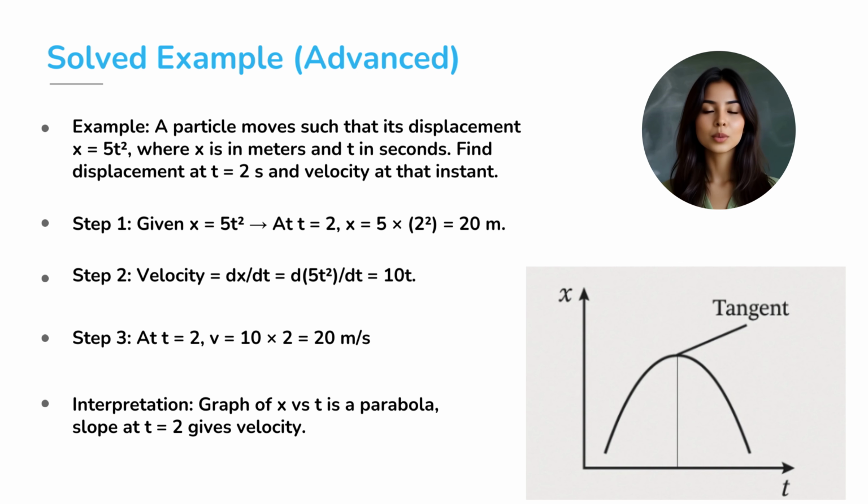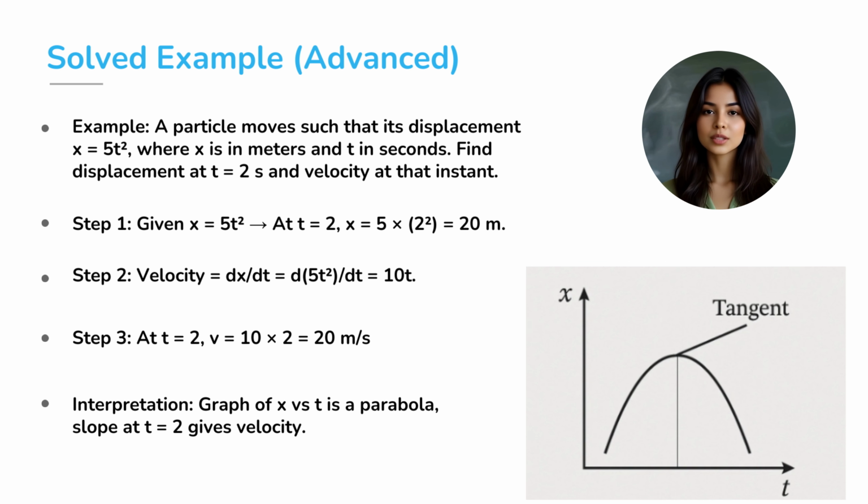Let's solve a problem to really see how these graphs work. Suppose the displacement of a particle is given by x equals 5t squared, where x is in meters and t in seconds. We want to find the displacement at 2 seconds and the velocity at that instant. Step 1. Substitute t equals 2. x equals 5 times 2 squared, which is 5 times 4, equal to 20 meters.